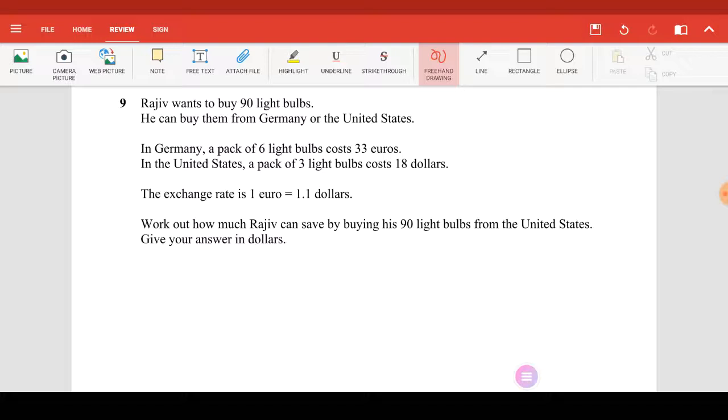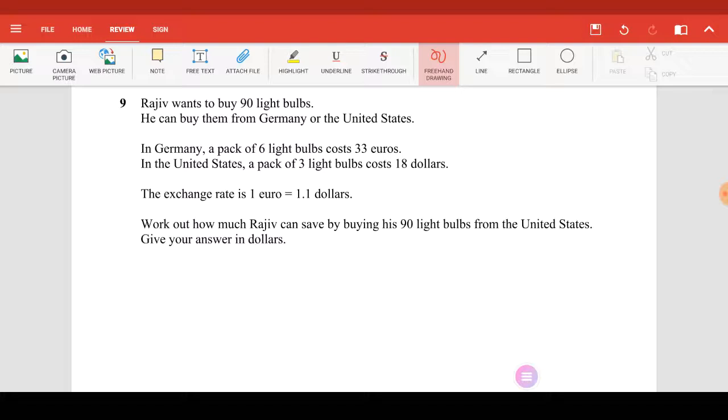You need first to know how much it costs him to buy from Germany, then convert to dollars to compare the American price and the German price in the same units, which is dollars. Then when you subtract them, you will know how much he can save.